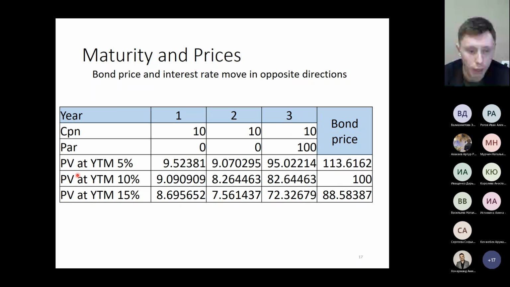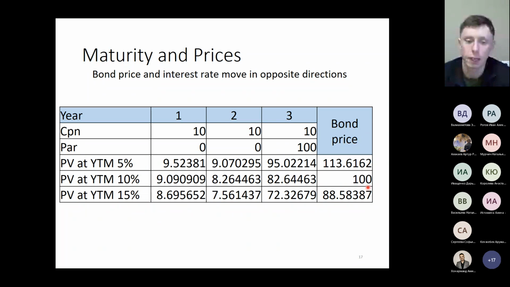And we estimated present value at different discount rates, at different yields to maturity. You see that the lower the yield to maturity, the higher the bond price. The higher the yield to maturity, the lower the bond price. This is something that you should, first of all, understand, and then it would be easy to apply this principle.